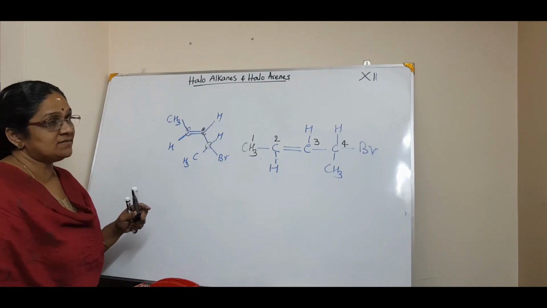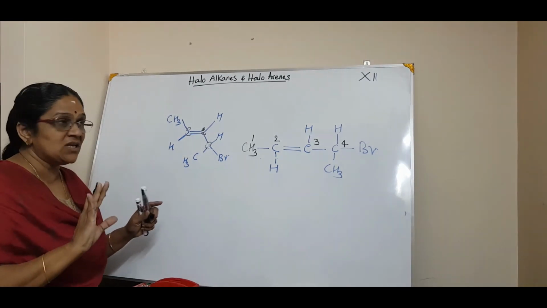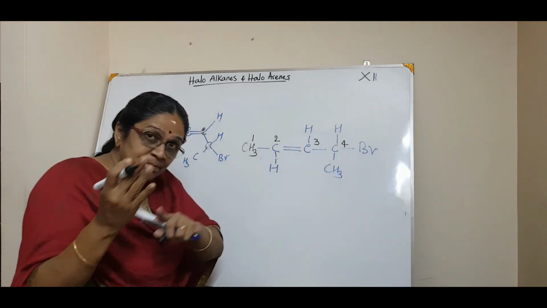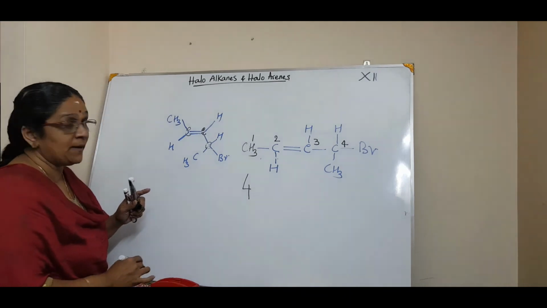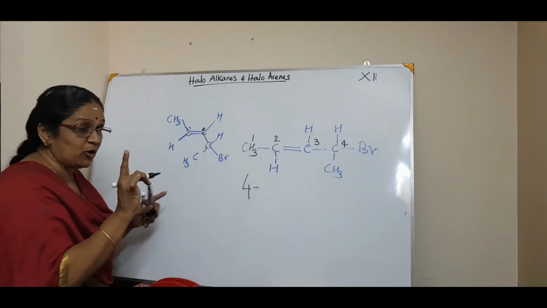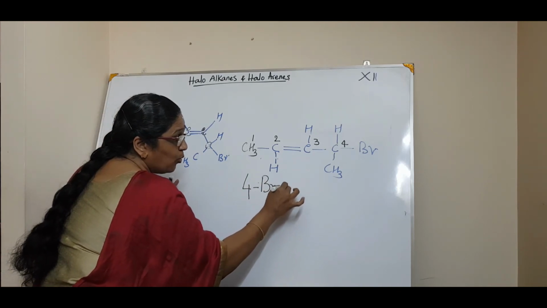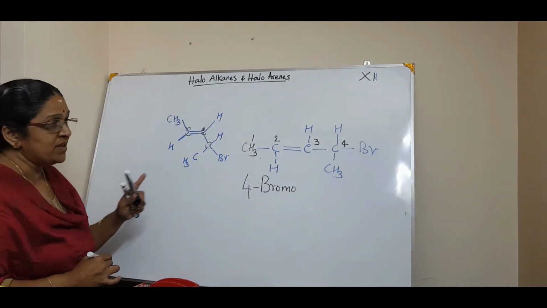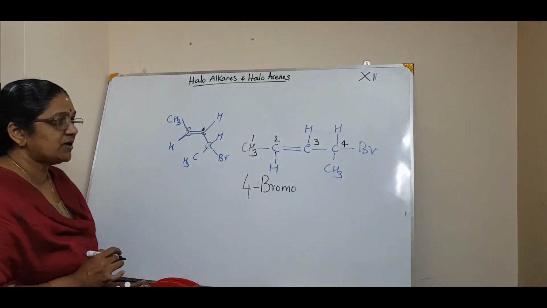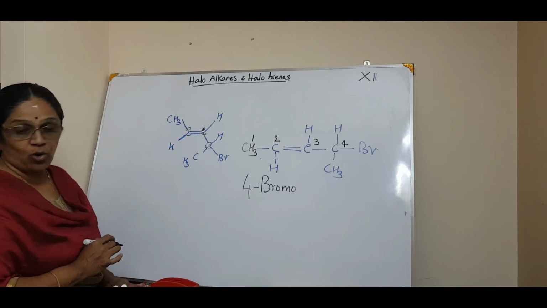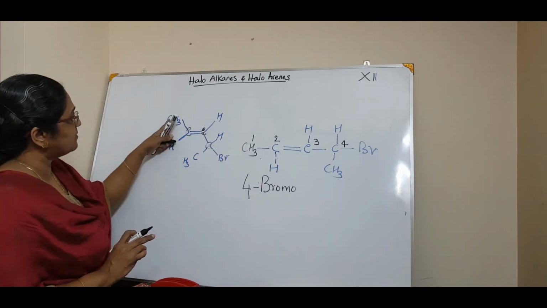Then it will be easy. How will you write the IUPAC name? These are haloalkanes, so the halogen must be on the prefix side. So we will write 4, hyphen, very important, hyphen, bromo. The B must be capital. Bromo. Then it is 1, 2, 3, 4. So 4-bromo. Then how many carbon atoms? 4 carbon atoms, 1, 2, 3.